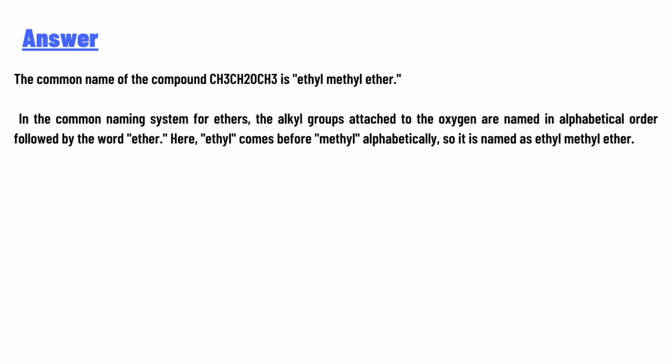In the common naming system for ethers, the alkyl groups attached to the oxygen are named in alphabetical order, followed by the word ether. Here ethyl comes before methyl alphabetically, so it is named as ethyl methyl ether.